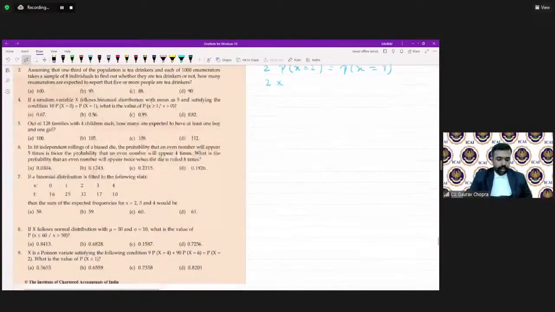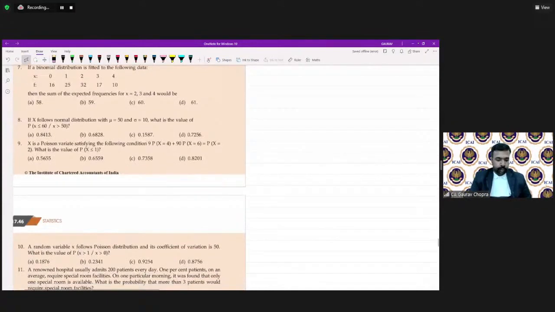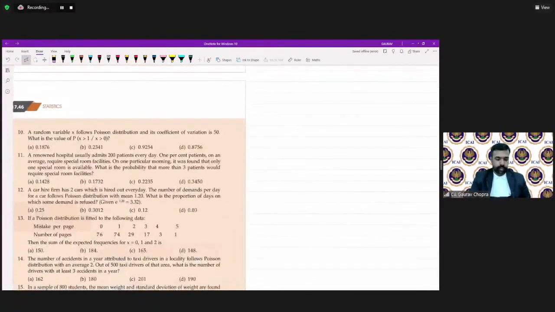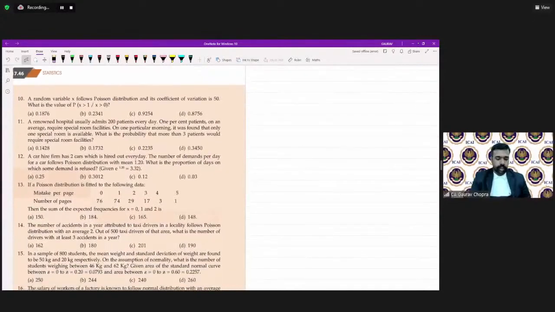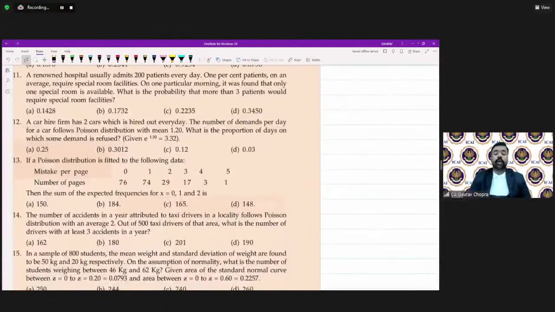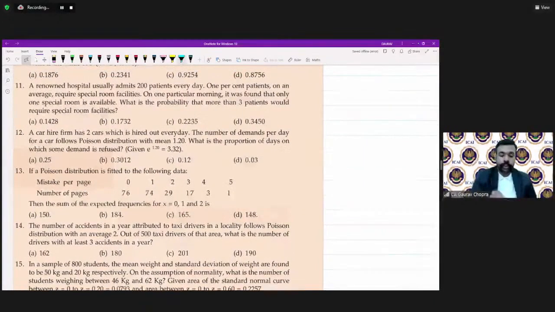Okay. So let us take some more questions. Question number 11 says, a renowned hospital usually admits 200 patients every day. So what this question says, a hospital admits 200 patients daily.